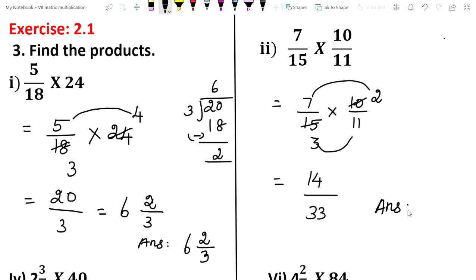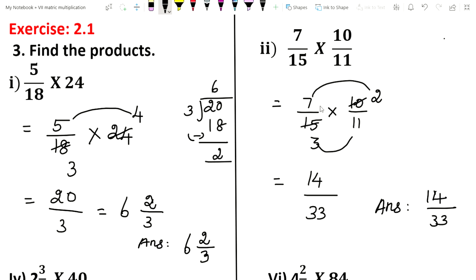So answer is 14 by 33. So this is a proper fraction. And this is an improper fraction. What is the difference between these two? Here, numerator is greater than the denominator. But here numerator is less than the denominator. So that is the difference. So this is a proper fraction, so we can't convert into mixed fraction. So leave the answer as it is.